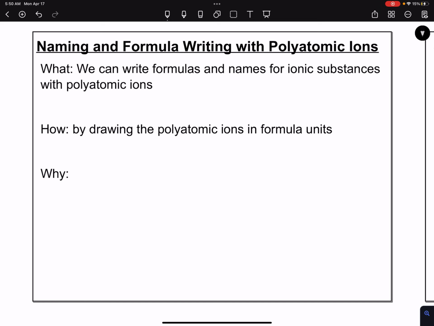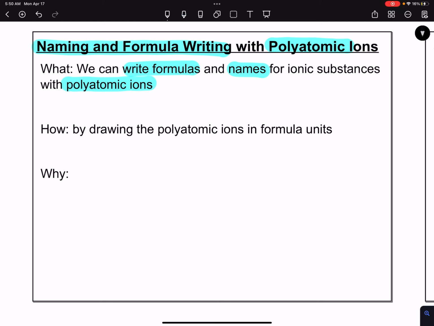All right, this lesson is going to be a three-part video series on naming and formula writing for polyatomic ionic compounds. So what we need to be able to do by the end of this three-part series is write a formula or write a name for any ionic substance that has something called a polyatomic ion. Now you might be wondering, what does that mean, polyatomic ion?